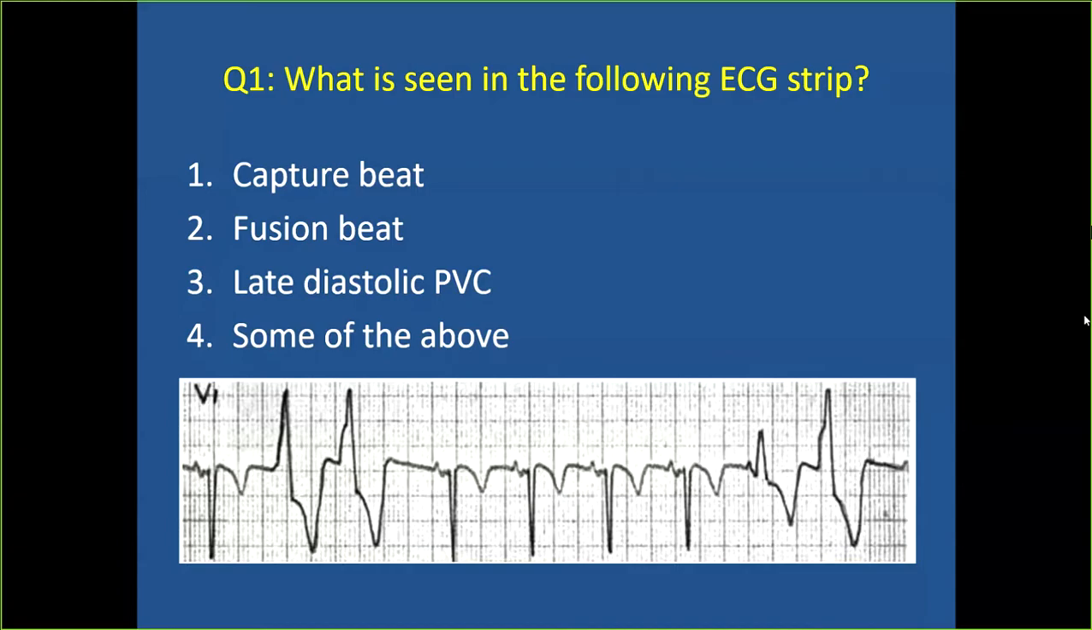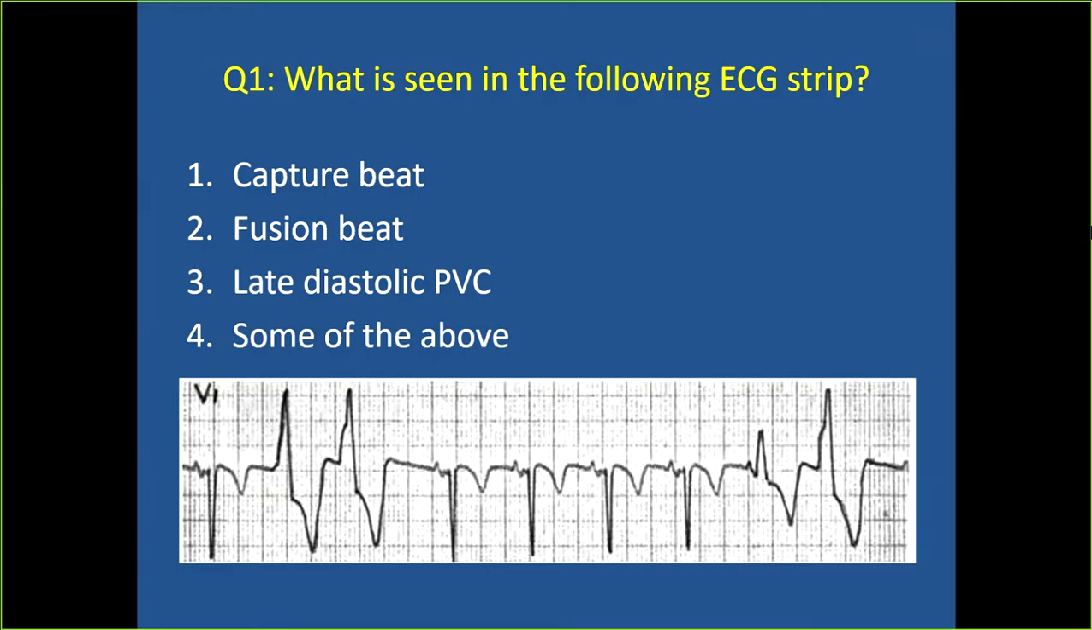So what we see here is a rhythm strip of V1. There is a sinus beat followed by a couplet, 2 PVCs, and then 4 sinus beats. Then if you see the next P wave, the sinus beat is exactly coming on dot. This is regular. This is not a premature beat, right?